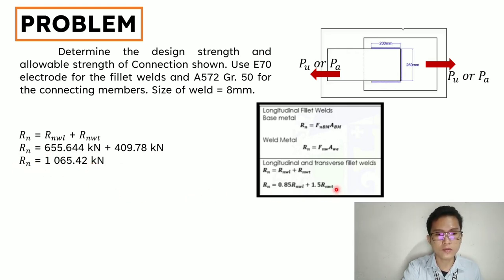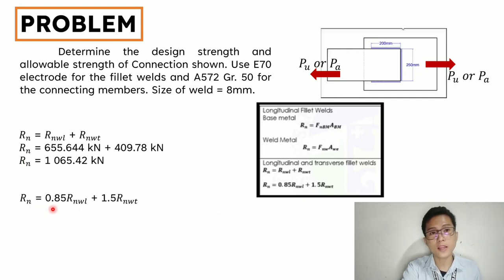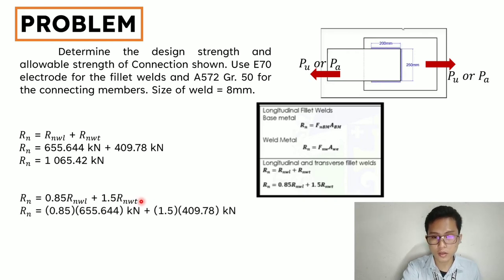We will now solve for the other equation, which is also R sub N. R sub N is equal to 0.85 multiplied by R sub NWL plus 1.5 times R sub NWT. We will substitute the values, and we will get this equation. Upon solving it, we will get 1171.9674 kilonewtons.